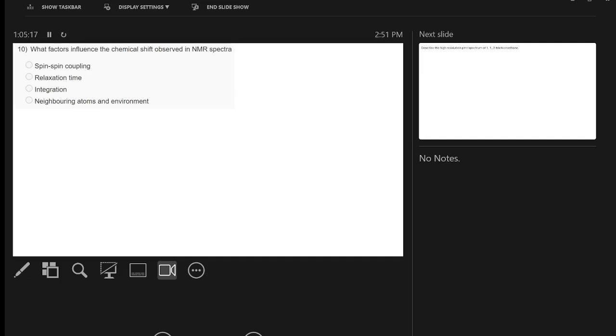Next question. What factors influence the chemical shift observed in the NMR? Which factor? Neighboring atoms and environment. This is the correct option: neighboring atoms and the environment.